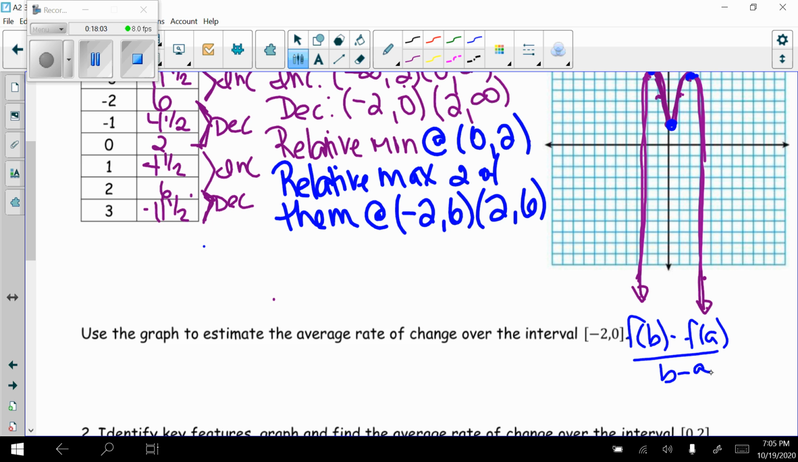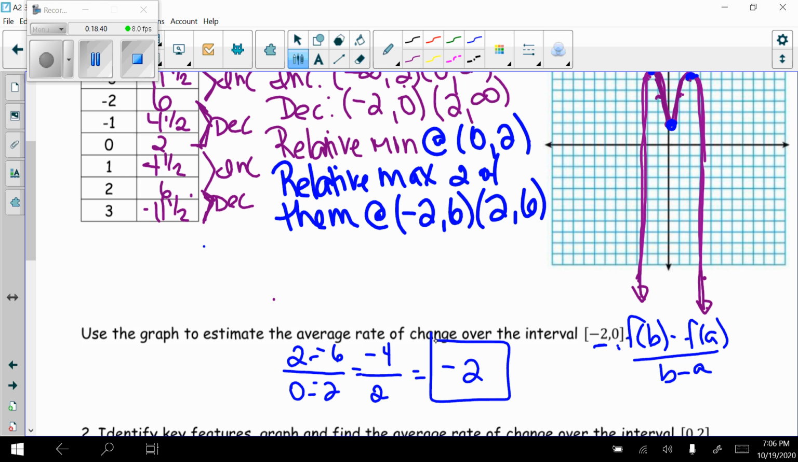So if we take x2 is 0, I need to look at my graph. When x is 0, what was my y? My y was 2. So I have 2 minus, now I go to my x, -2. When x was -2, what was my y? -6, divided by those x values, 0 minus -2. So I get 2 minus -6, which is 8... so the numerator is 2 minus 6, -4. 0 minus -2 turns to +2, so -2. The average rate of change over that interval is -2.